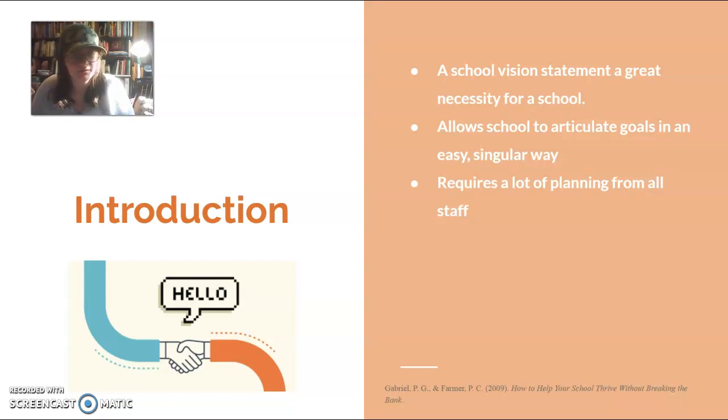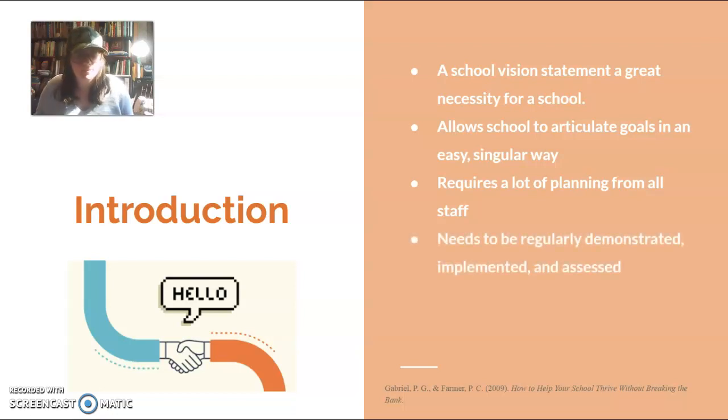And how staff can help us plan this. It needs to be regularly demonstrated, implemented, and assessed. So we're not just creating this vision one time, which is, as far as most schools I've been around, kind of what it is. The vision was created, and then we don't really ever talk or think about it again. And so it needs to be regularly brought back to. We need to regularly be reminding our staff, teachers, students, and parents of this vision. And is it working? See if we are working towards those goals.